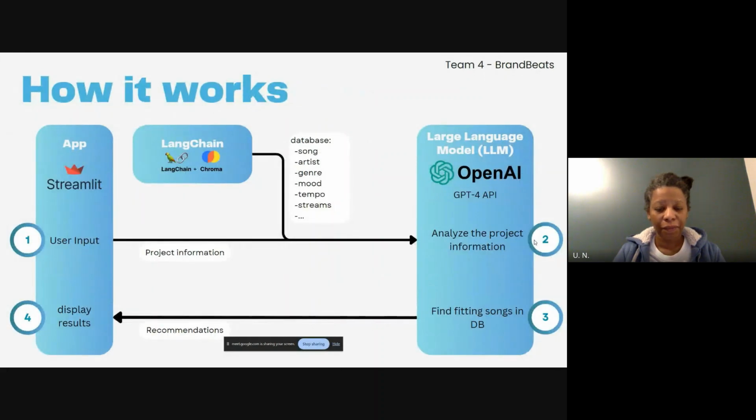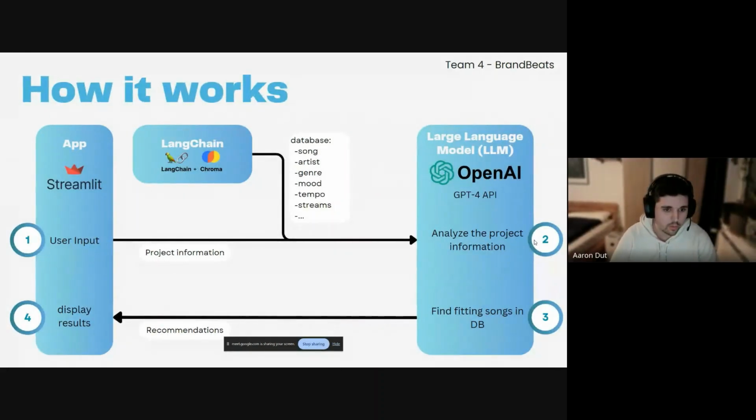All right, thank you. So I'm going to tell you a little bit about how it works. We have built an app that takes user input in the form of a project description. Then we make use of a tool called LangChain. What LangChain allows us to do is combine this project information with additional context. In our case, we created a database that contains information about songs, artists, genres, moods, and tempos. But in theory, you can use any database, such as a music catalog from a label.